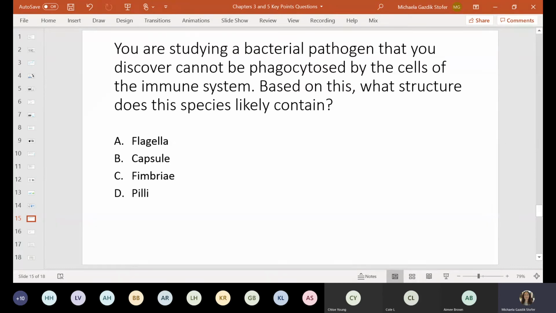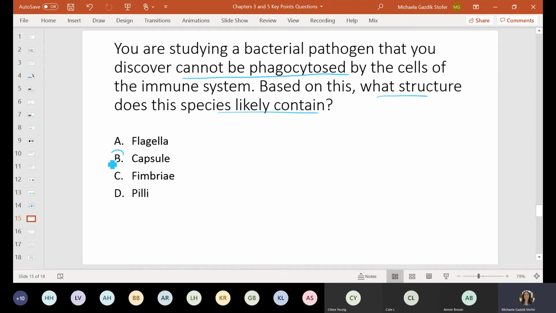So if you're studying a bacterial pathogen that you discover cannot be phagocytosed by cells of the immune system, based on this, what structure does the species likely contain? Okay, so this is how I tend to ask these. It means you have to understand what the functions of those structures are, what properties they are giving to the organism, but it's not just memorize and spit back a definition. As we look at the answers, flagella, capsule, fimbriae, or pili, the easiest way to answer these types of questions, if you're not sure, is to look at each one of them and think about, okay, what was the general function of that structure, and would that possibly play a role?